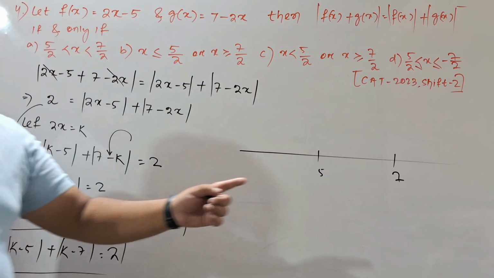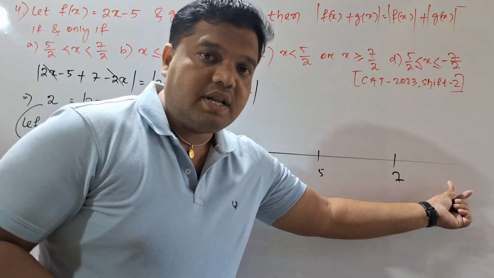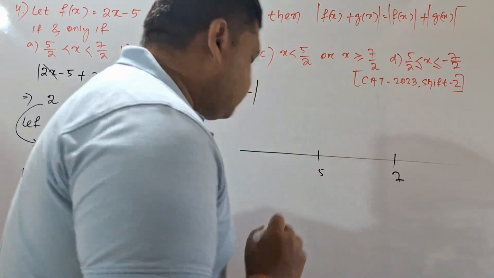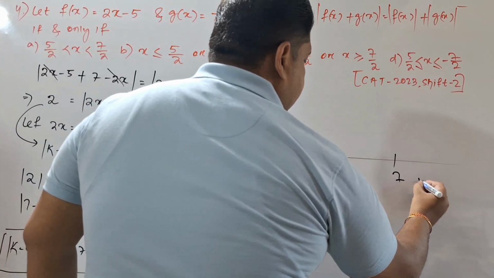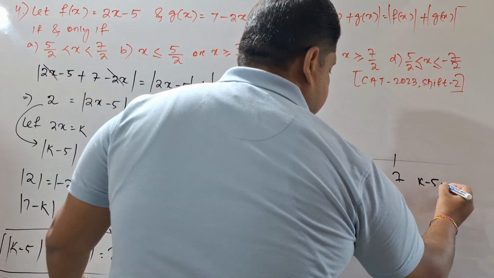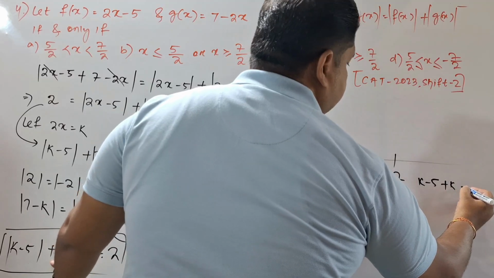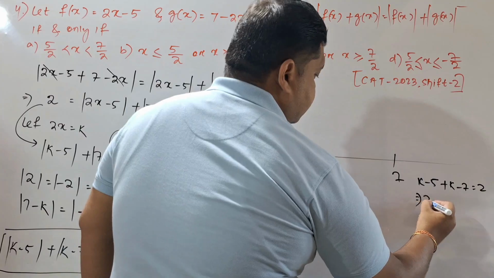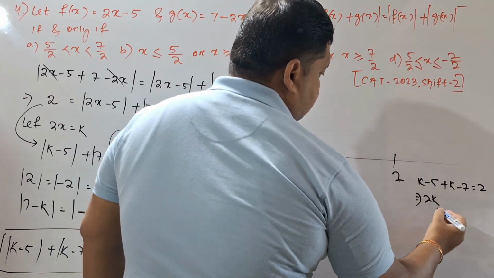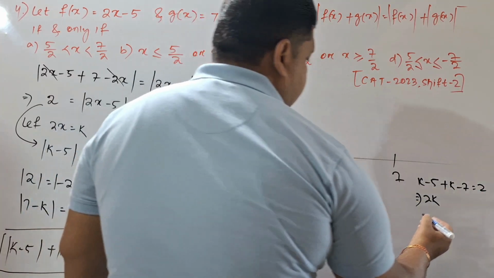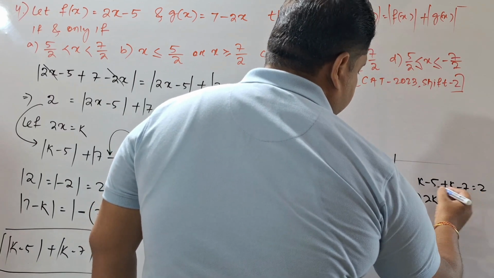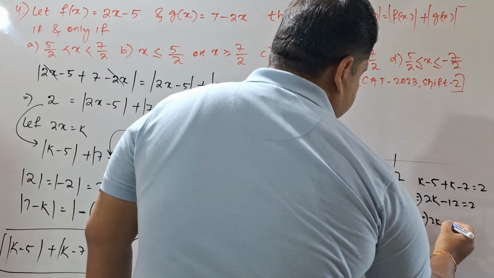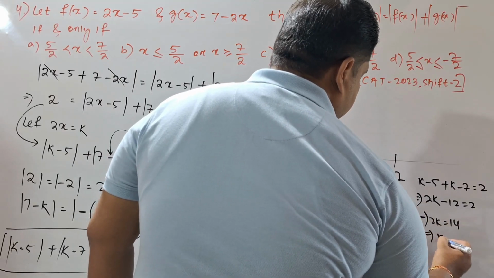Now towards the right of a critical point, the mod opens with positive sign. Left of a critical point, the mod opens with negative sign. So here positive sign first: (k − 5) + (k − 7), and the right hand side is equal to 2. If I check, this is 2k − 12 = 2. So 2k is equal to 14, so here k is equal to 7.